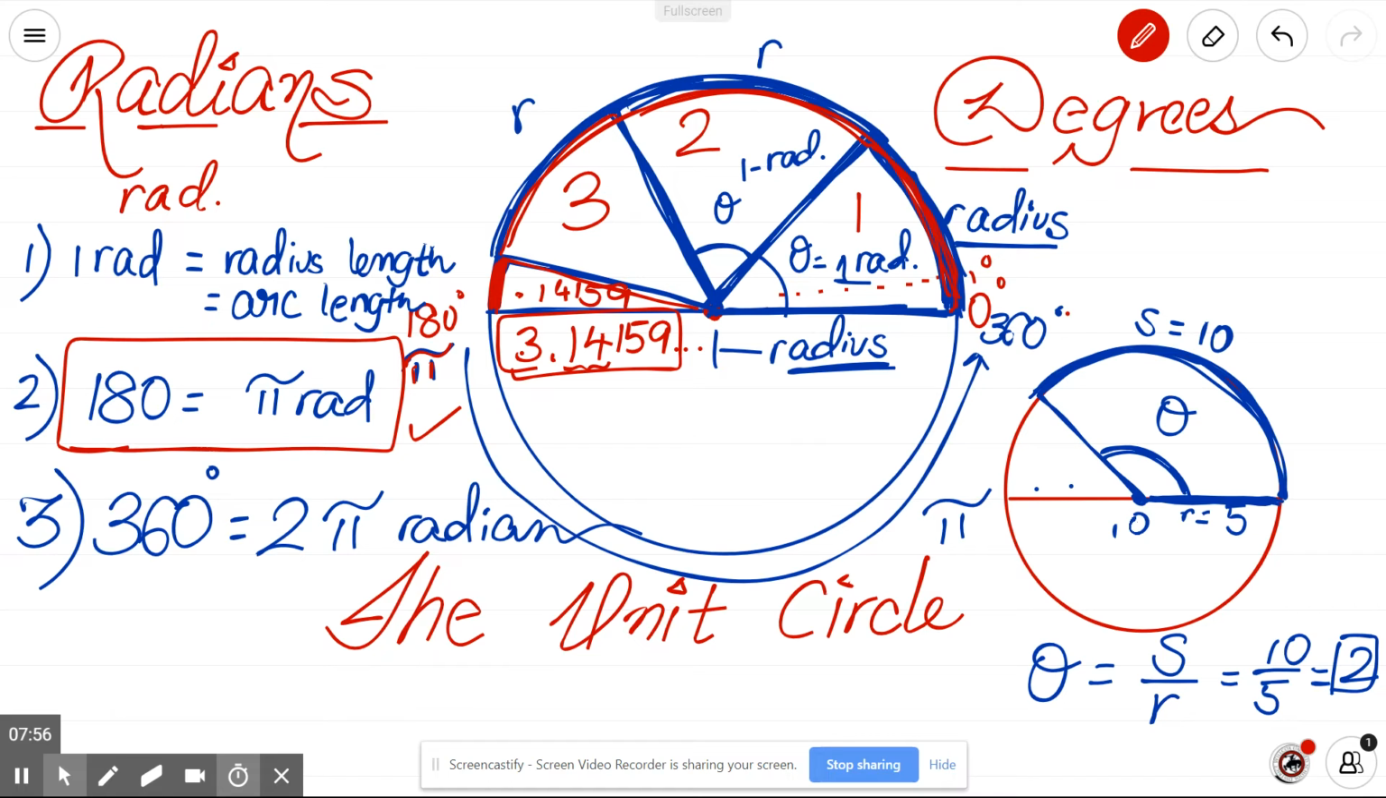So basically 180 degrees divided by pi will give me 1 radian from this formula. And pi divided by 180 will give me 1 degree.